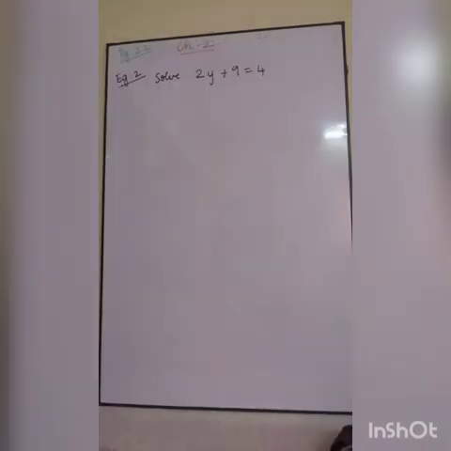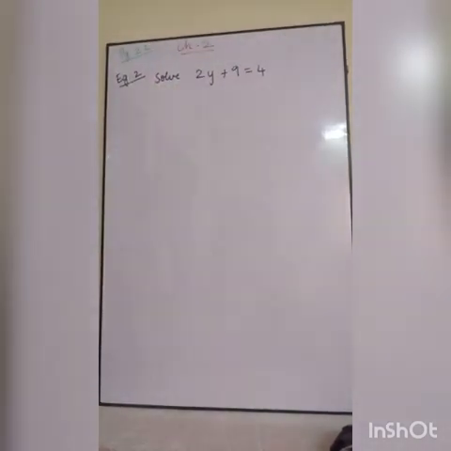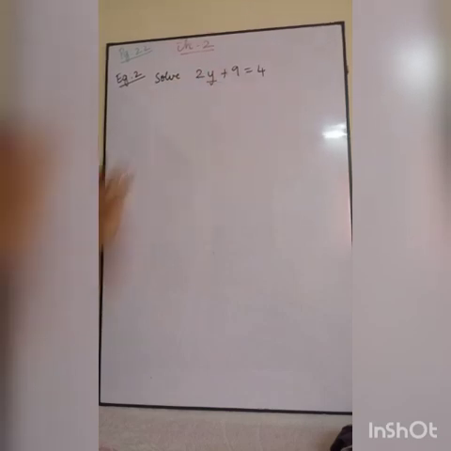Understood? This is your example 2. On the same page you have example 2. Check the NCERT textbook carefully, children. 2y plus 9 equal to 4. Here we are going to follow the transposing method. Transposing means what? I am shifting one thing to the other side. Okay, that is the transposing method. So here what do you want to find? y. So we have to shift this 9 and this 2 also.